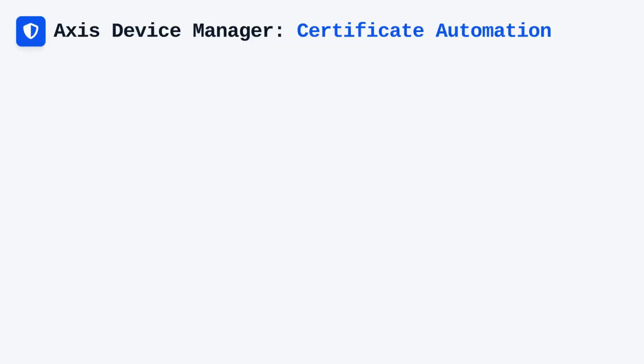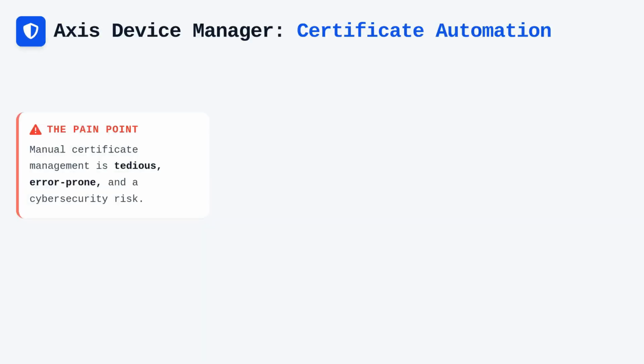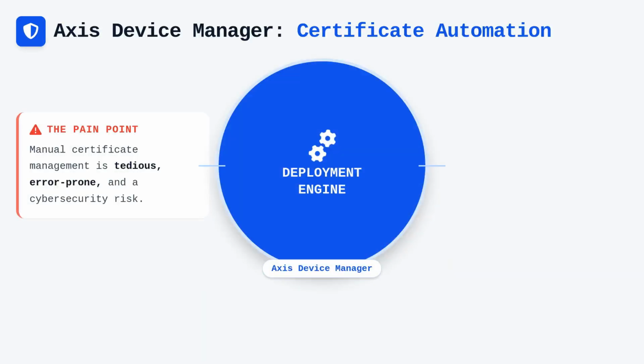Cybersecurity remains a persistent concern in modern video surveillance, and the management of secure communication certificates is one of the most tedious manual tasks for a systems administrator. Axis Device Manager simplifies this by acting as a deployment engine for digital certificates, allowing you to automate the distribution of trust across your entire infrastructure.